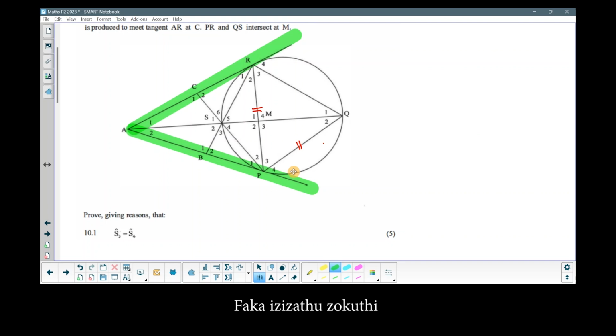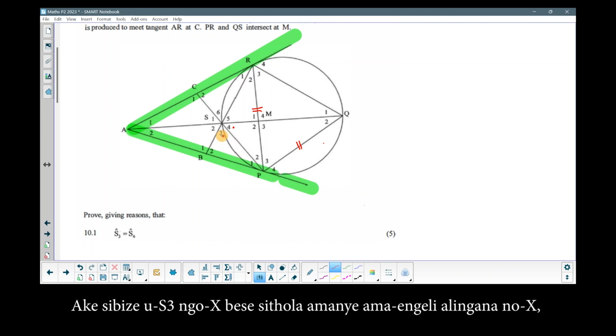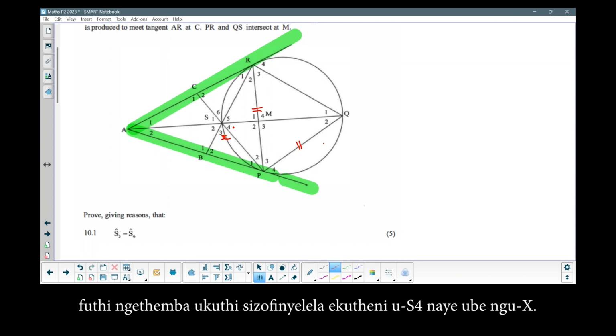Prove giving reasons that S3 is equal to S4. So let's have a look. S3 sits here and S4 is there. So we want to prove that they're equal to each other. What I like to do is maybe call one of them X and see what happens from that point on. So let's call S3 X and find other angles that are equal to X, and hopefully we'll get to S4 being X as well.